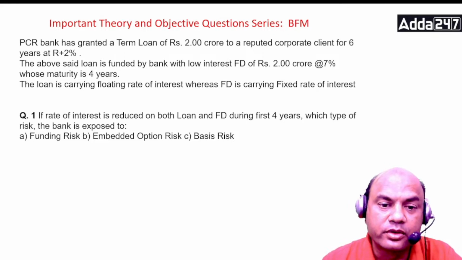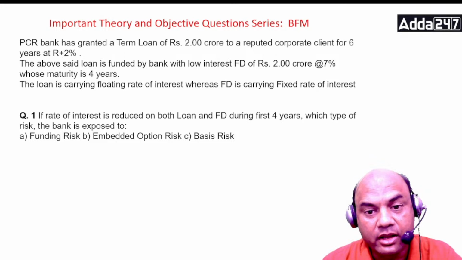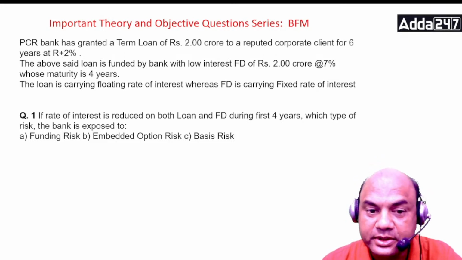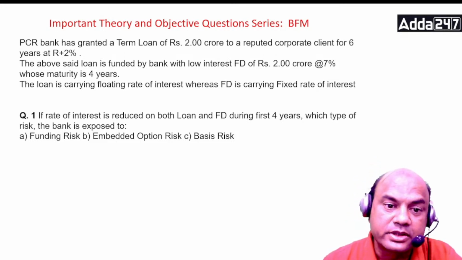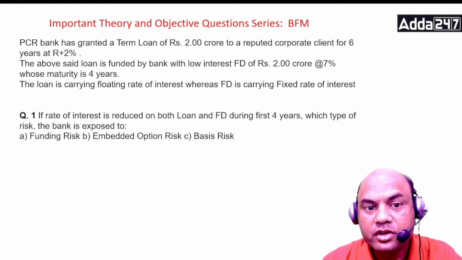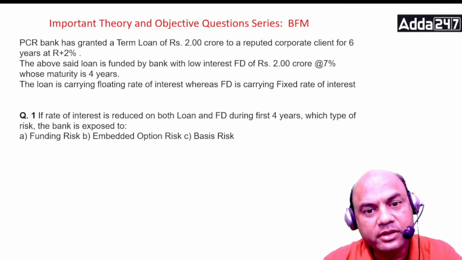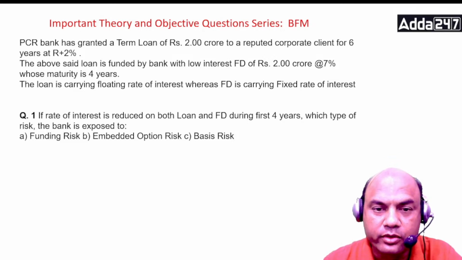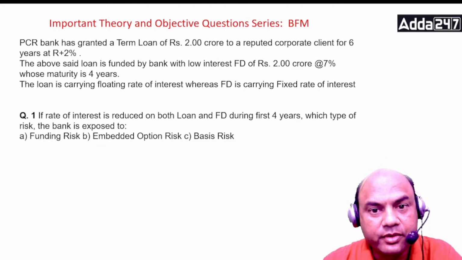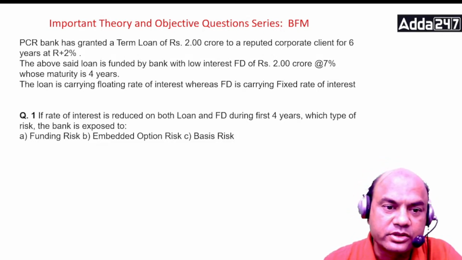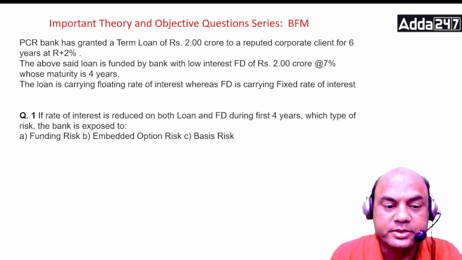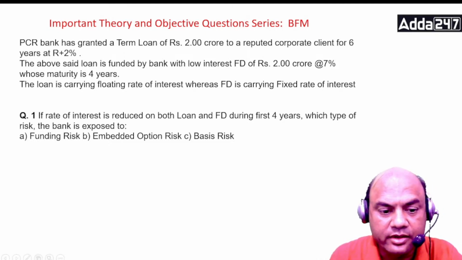The above said loan is funded by a bank with a low interest rate FD of 2 crores at 7%, whose maturity is 4 years. So the logic is very simple. On one hand we have loan, on the other hand we have deposit. The deposit is the FD. Rate of interest is 7%, strictly 7%. So this rate of interest becomes a fixed rate of interest, right?